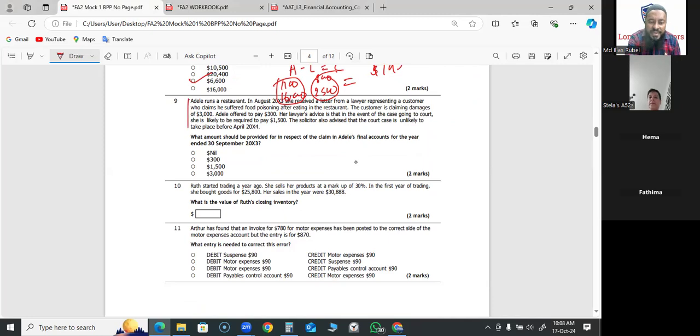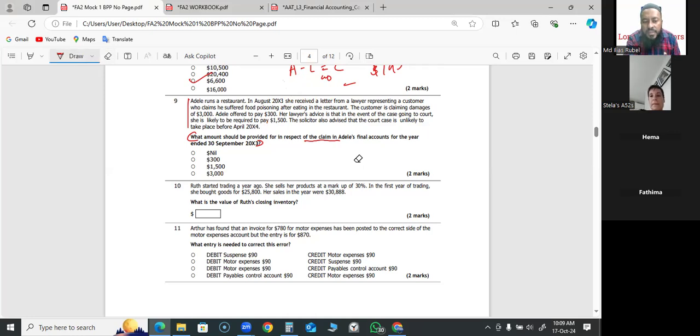Adele, before I read again a big scenario, I'd like to read the requirement, that is the strategy. What amount should be provided for in respect of the claim in Adele's final accounts for the year ended? To be honest, it doesn't say anything. It says in the income statement, what amount should be provided. Regarding what, we don't know. We need to see the question. Yeah. So reading the question.